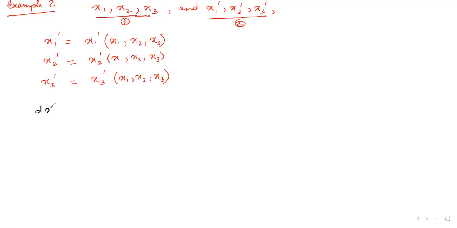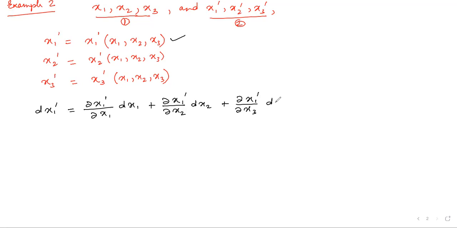Okay, so let us write down the differential dx1 prime. We see that x1 prime is a function of x1, x2, and x3. And from the theory of partial derivatives, this is very simple: dx1 prime is equal to dou x1 prime by dou x1 multiplied by dx1 plus dou x1 prime by dou x2 dx2 plus dou x1 prime by dou x3 dx3.